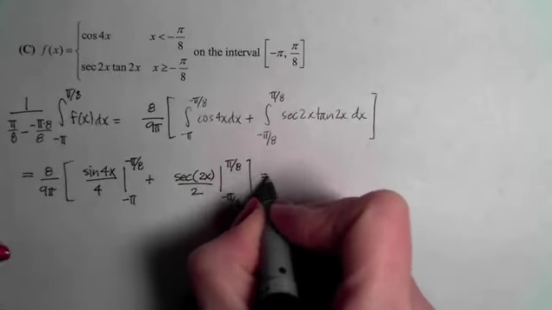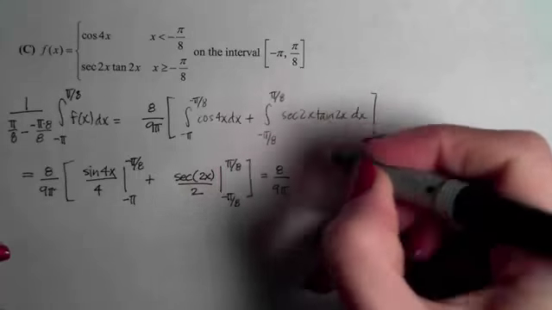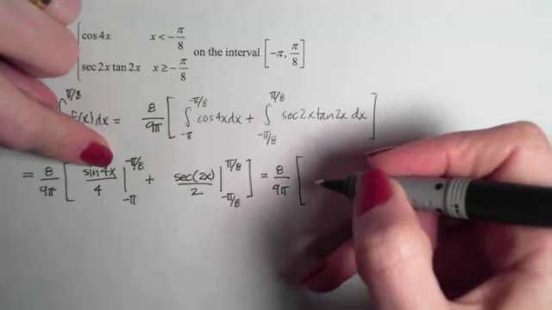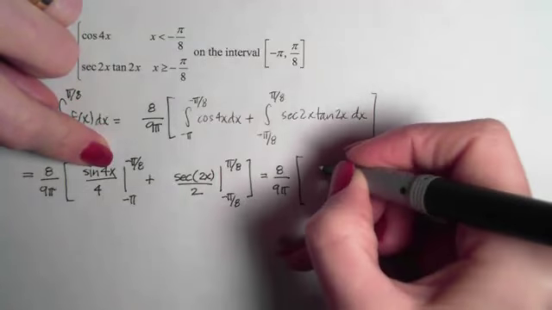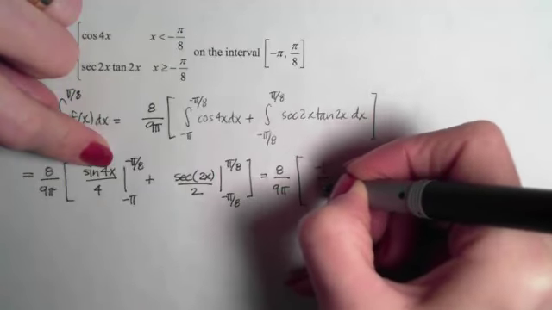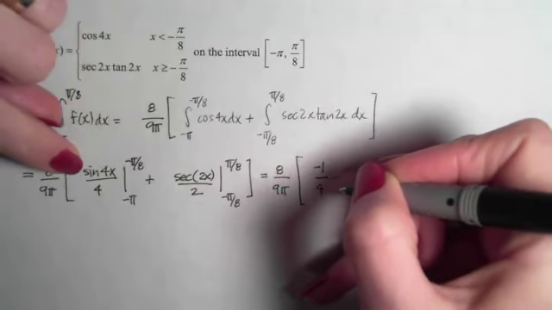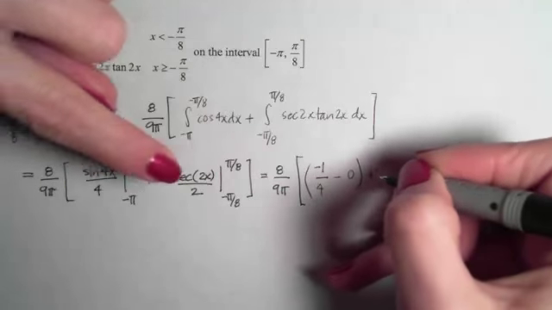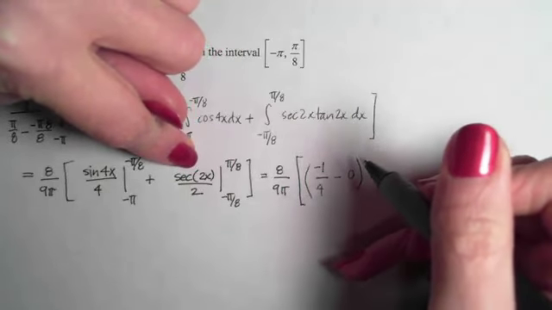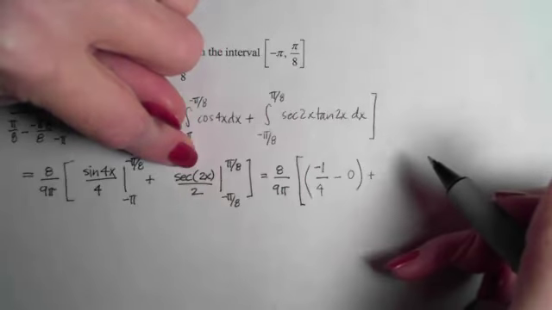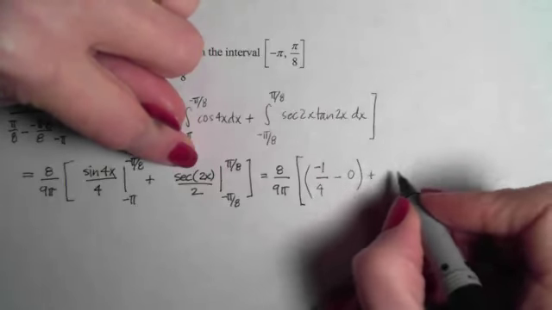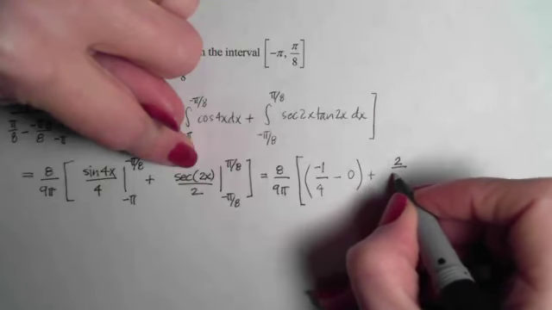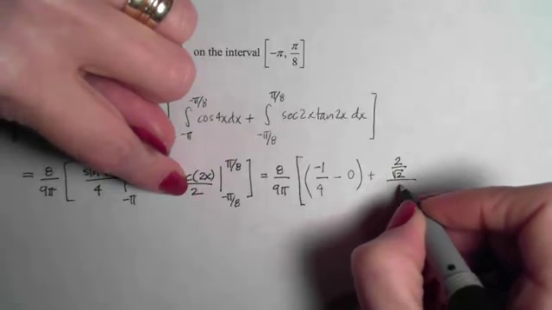So if I plug in now, I will have the sine of a negative pi over 2. Well, the sine of a negative pi over 2 is a negative 1 over a 4. And then I'm going to subtract the sine of negative 4 pi, which is 0. Then I'm going to add the secant of pi over 4. So the secant of pi over 4 is the reciprocal of the cosine of pi over 4. So cosine of pi over 4 is root 2 over 2, so the reciprocal of that is a 2 over a root 2, and that's still over a 2.